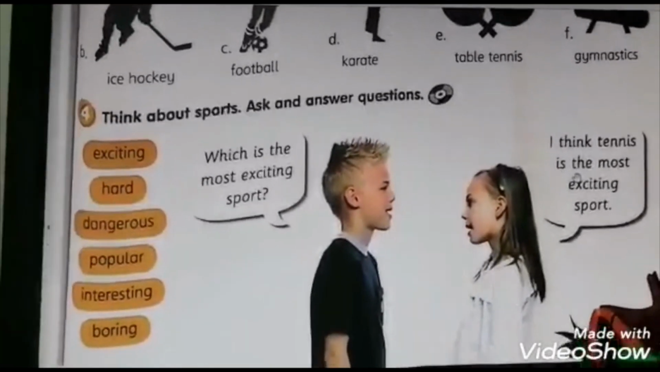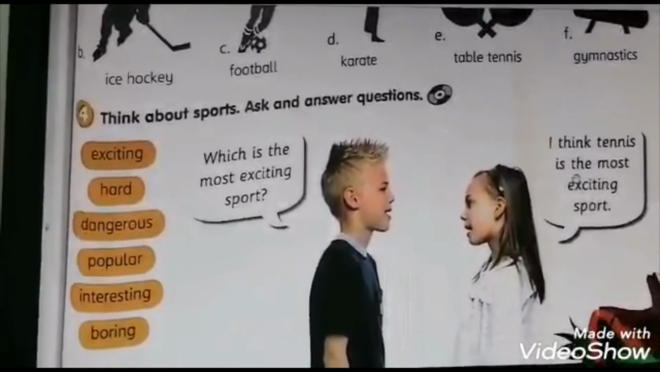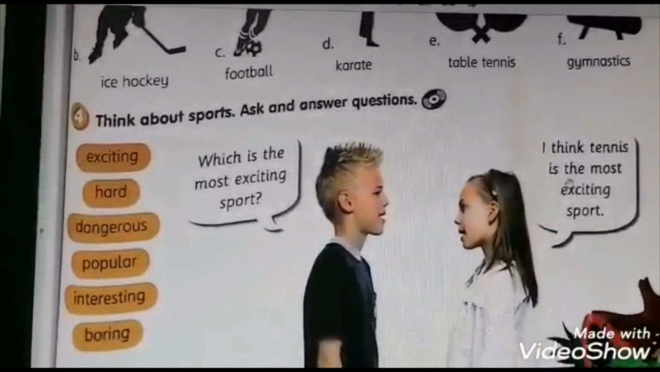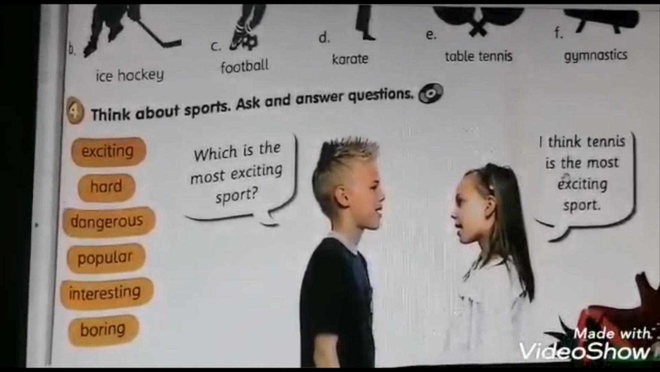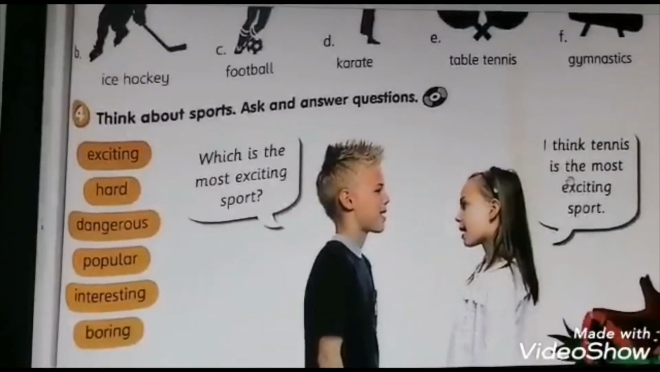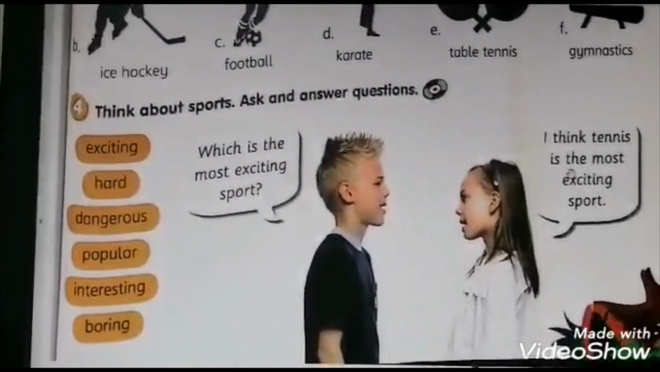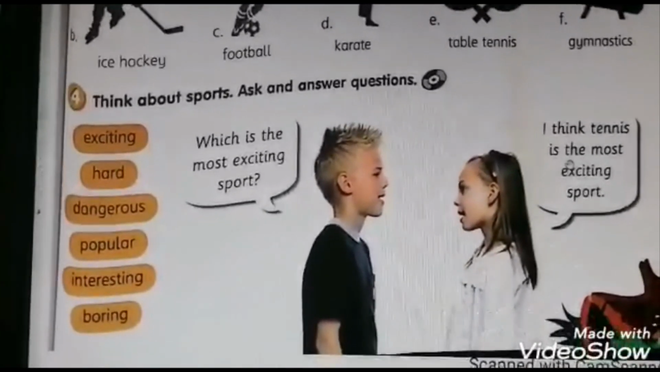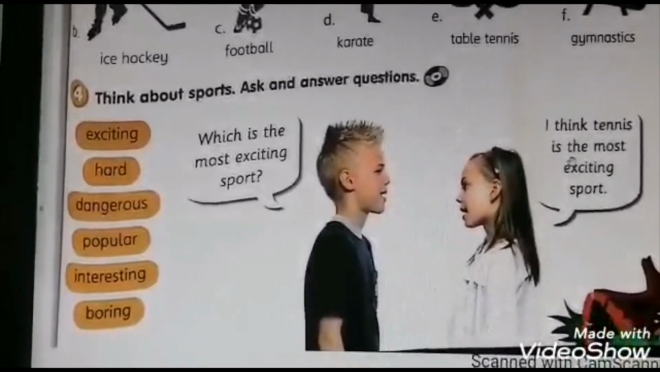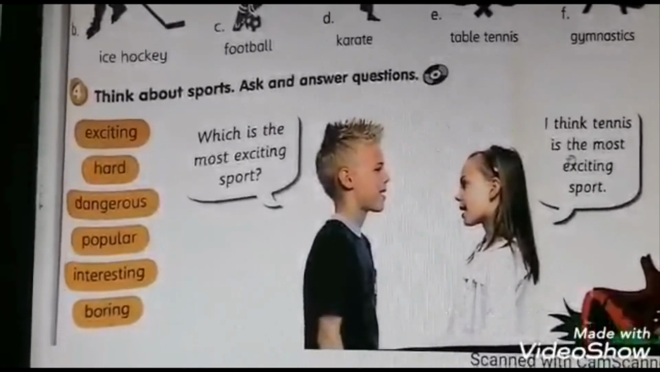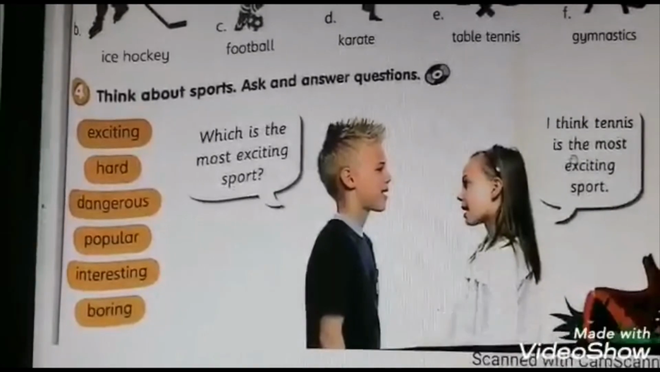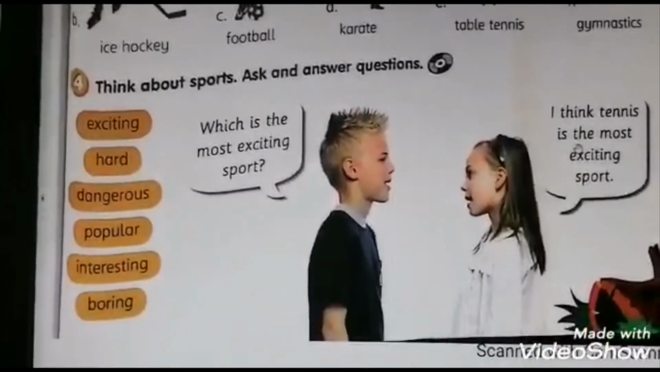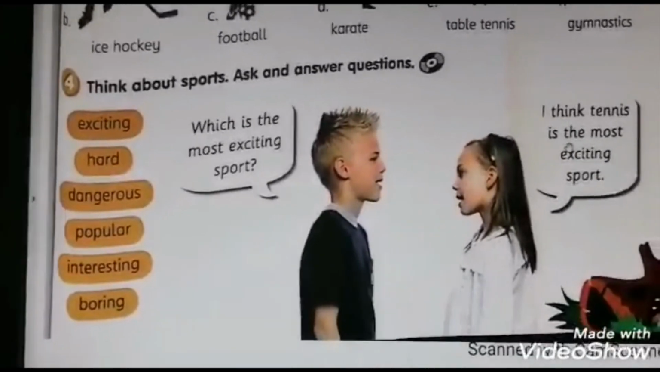Look at the speech bubble. How do you make a question? Which is the most exciting sport? I think tennis is the most exciting sport. Exciting, hard, dangerous, popular, interesting. You have to use these adjectives to make questions, and then you can exchange with your siblings and your parents.